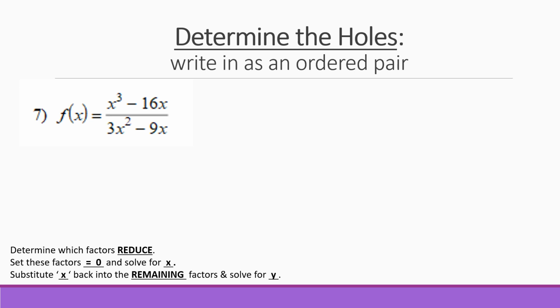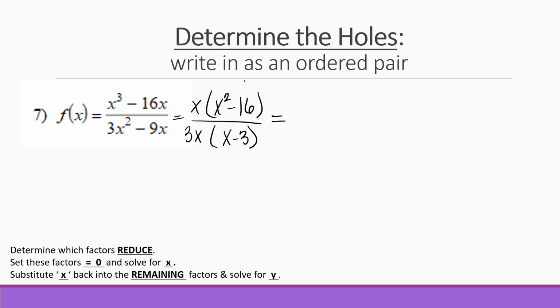I notice in the numerator there is a GCF of x, leaving me with an x squared minus 16. That was x cubed minus 16x. In the denominator, I have 3x squared minus 9x. I notice that it has a GCF as well of 3 and x, leaving me with an x minus 3. I can further factor the numerator, even though I see a hole already. We'll see if there's any more.